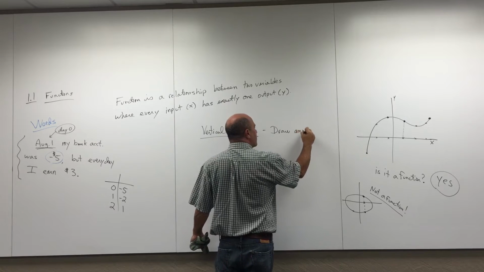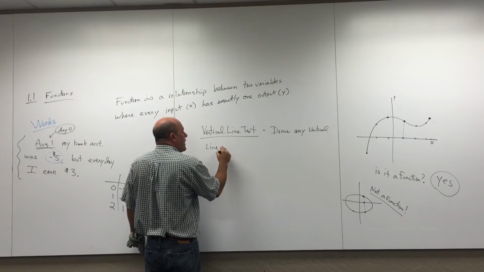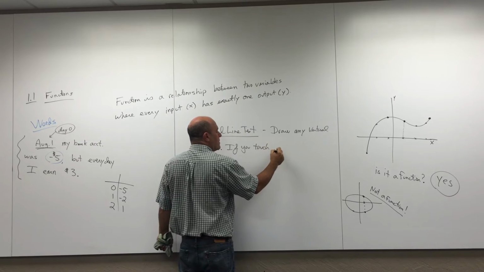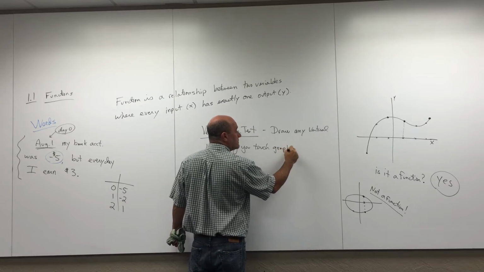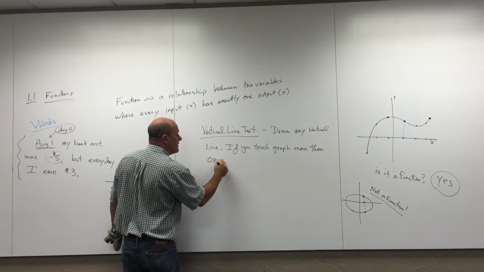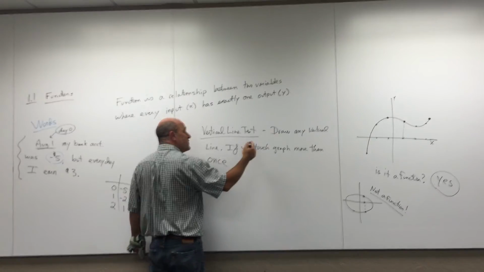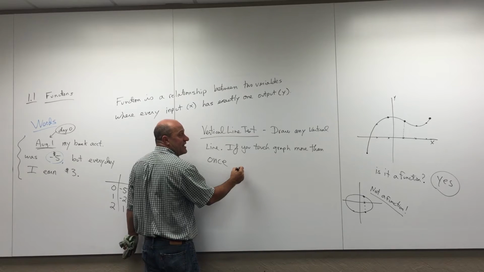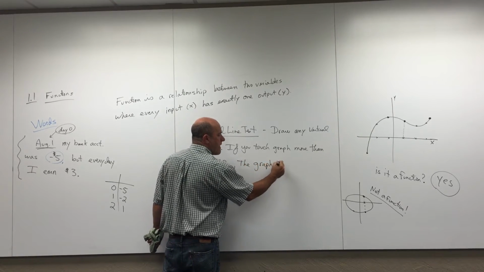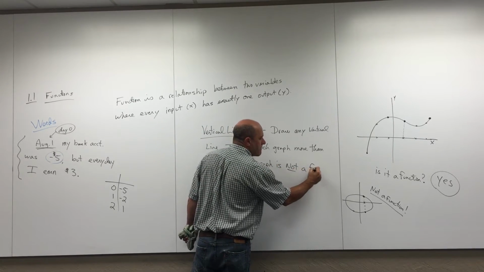I'll write what I just said. Draw any vertical line on the graph. If you touch the graph more than once, this writing might not come up too good on the video, but you can hear me saying this. If you touch the graph more than once, it's not a function. The graph is not a function. It failed the vertical line test.